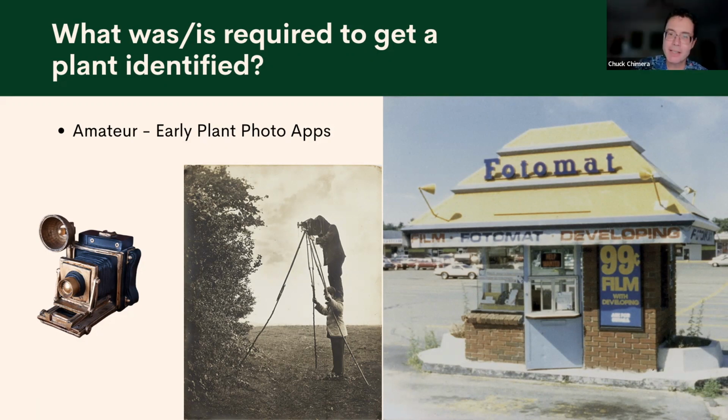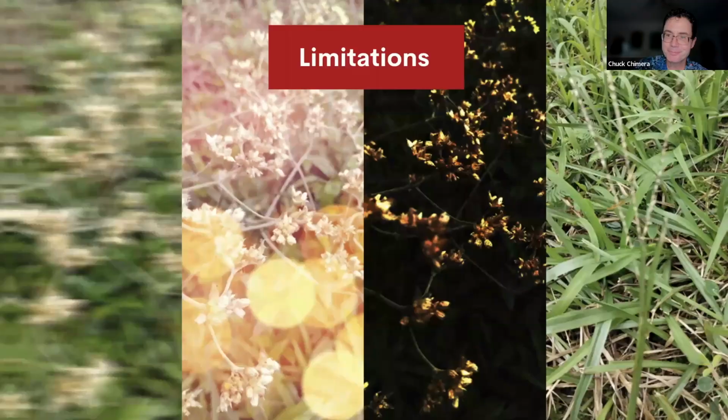But next slide, please. The obvious limitations to this are that you think you've got that really excellent photo and it's going to help you identify that plant. And then you get your pictures back and they look like this. They're blurry, the lighting is off, or in the case of that grass on the right, the wrong part of the plant is in focus. So you're not able to get those identifying features to look at and get identification.